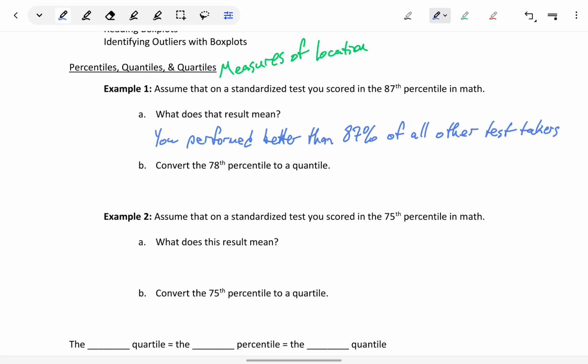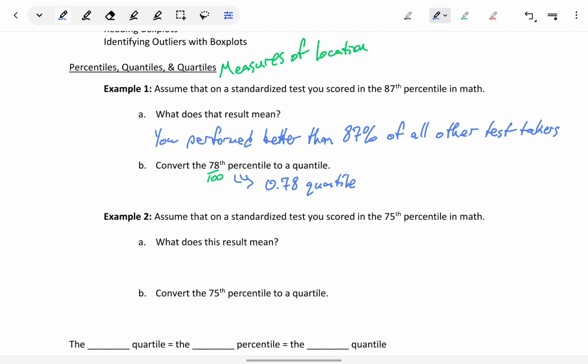In part B, we're asked to convert the 78th percentile to a quantile. We're introducing some new language, maybe something we haven't heard before. Percentile tends to pop up, especially with standardized tests throughout elementary and high school. A quantile is actually almost exactly the same thing. We just take that percentile and we divide it by 100. So converting the 78th percentile into a quantile, we would get the 0.78th quantile.